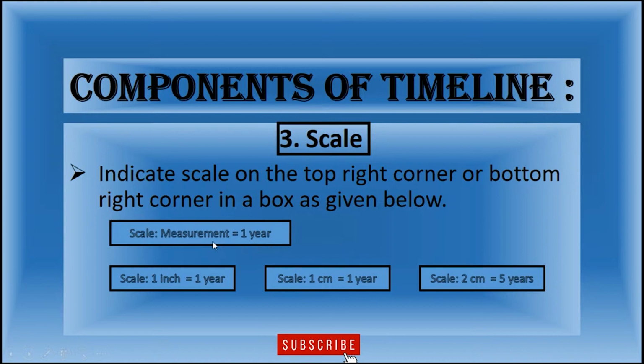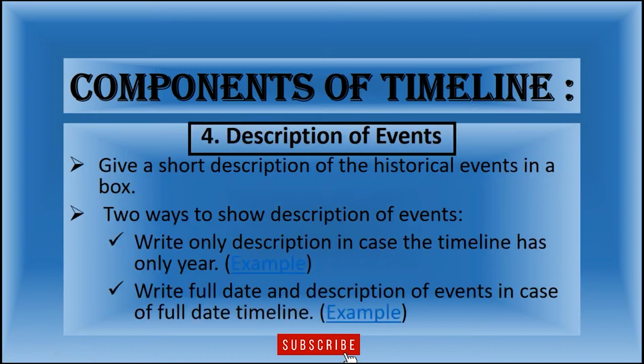And the scale must be kept in a box so that it will be visible clearly. After that you write scale, and the measurement is equal to the time period. For example, scale: 1 inch is equal to 1 year, or 1 centimeter is equal to 1 year, or 2 centimeter is equal to 5 years. According to your measurement and time period, you have to make it.